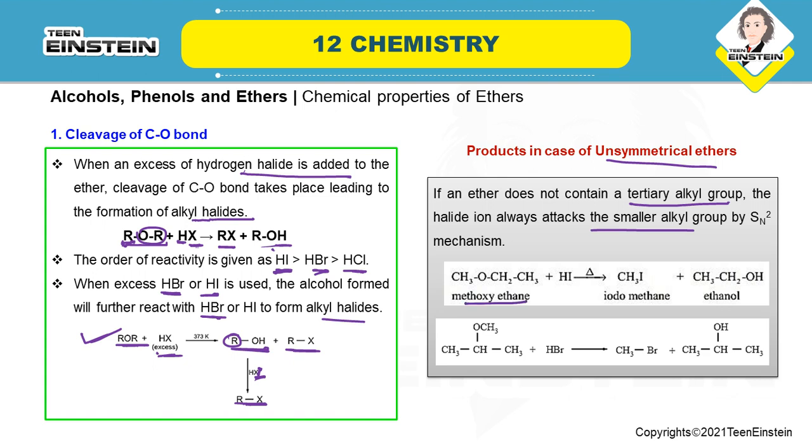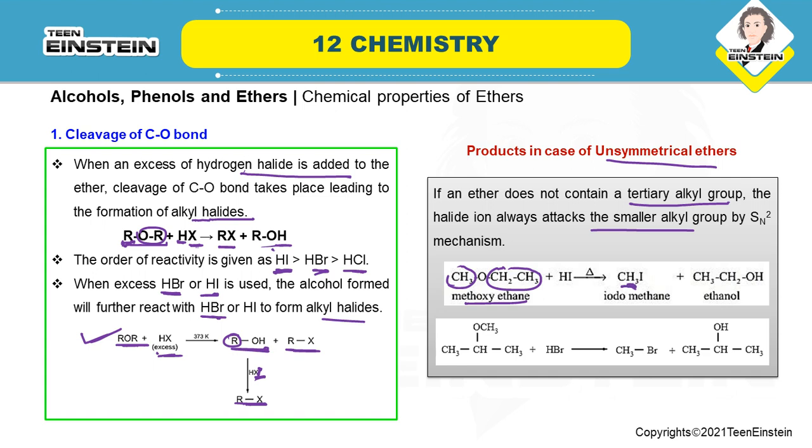Here we have taken the unsymmetrical ether where one side you have a methyl group, another side you have ethyl. So among these two groups, which one is the smaller alkyl? Obviously methyl. So now what product combination will you get? You will get iodomethane. So the halide that will be generated is actually with the small alkyl.